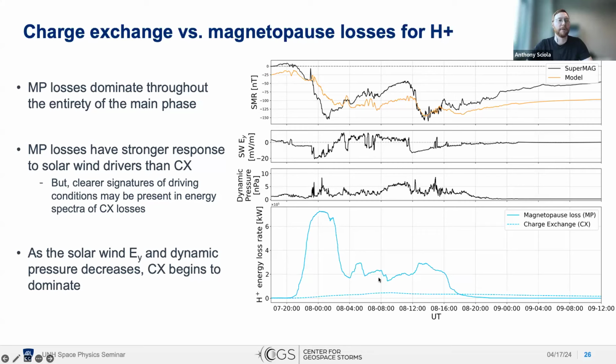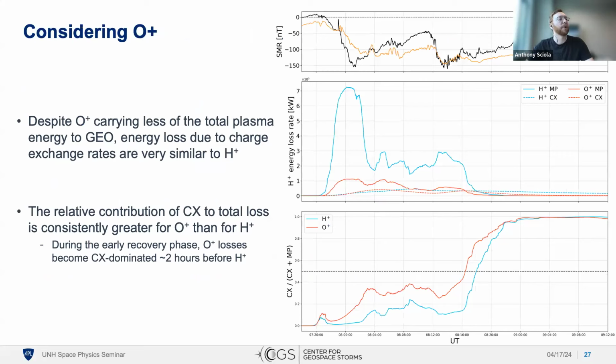and also that the magnetopause losses have a lot more structure to them and a stronger response to the solar wind drivers than the charge exchange rates do. However, it's quite possible that there could be clear signatures of the driving conditions present in the energy spectra of the charge exchange losses. And of course, that's something that we want to look into in the future as well. And then we see as the solar wind electric field decreases and dynamic pressure decreases, then charge exchange begins to dominate.